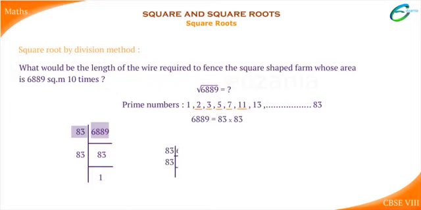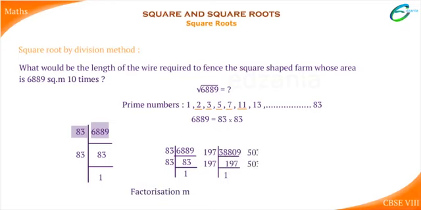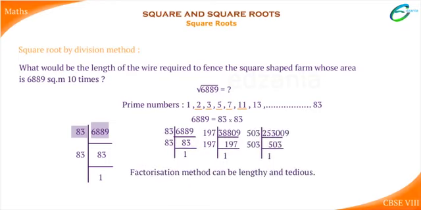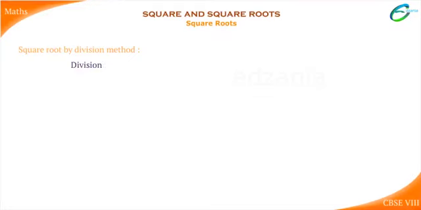It's not easy to find some of the numbers' prime factorization. The factorization method can be lengthy and tedious. Therefore, we have the division method to find the square root value. Let us learn to find the square root value by using the division method. Follow the steps. Step 1.